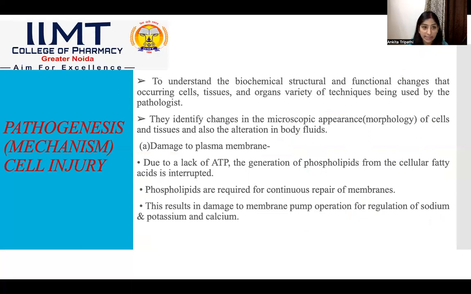What is pathogenesis? Pathogenesis is derived from two words: patho means disease and genesis means mechanism. It ultimately means the study of the mechanism of how a disease occurs in the body. Generally, when we talk about pathogenesis, we talk about how a pathogen has entered our body, what changes it has made in the body, and ultimately how cell injury or cell death has been caused.